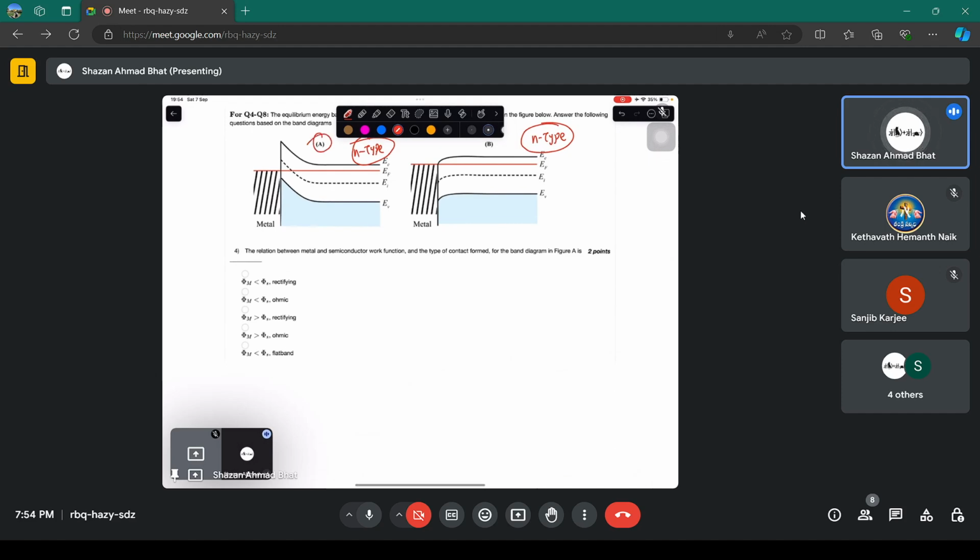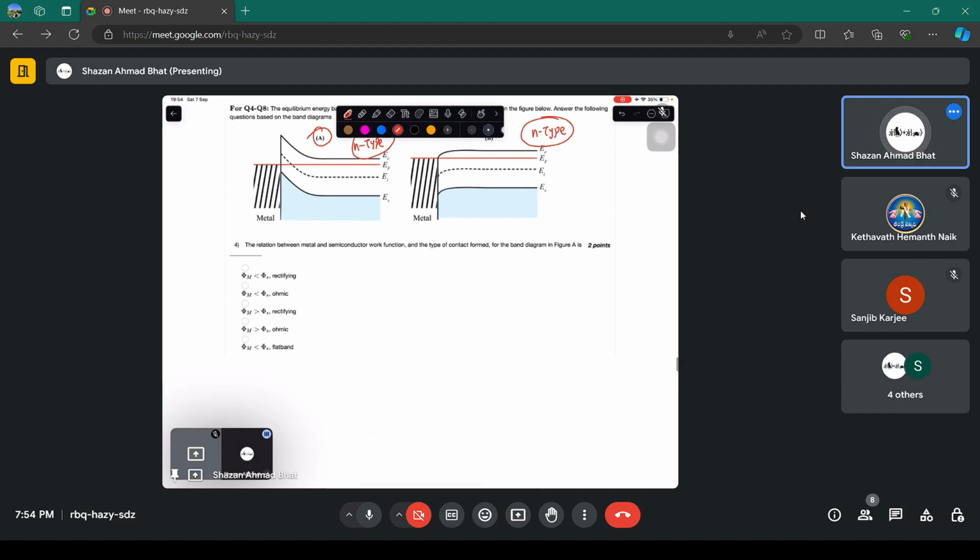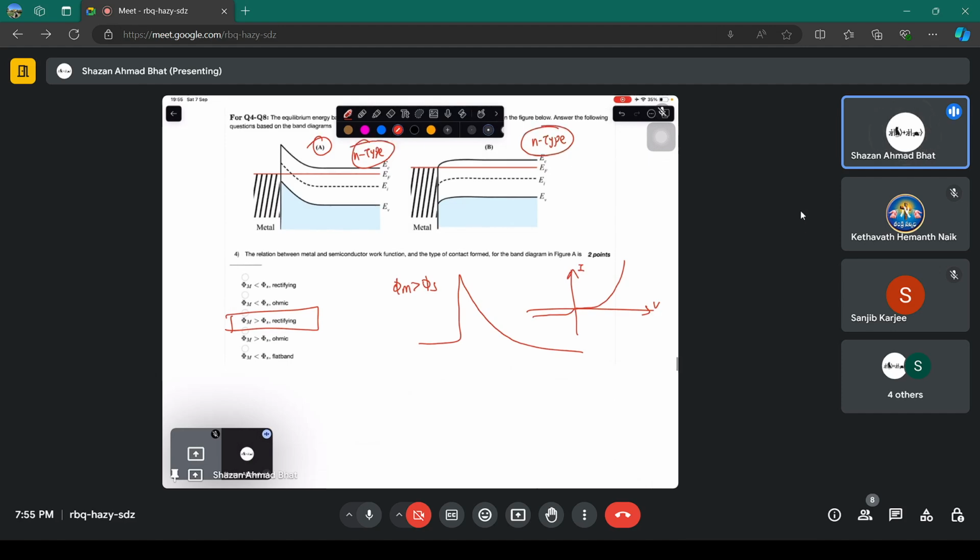Why? Because the metal work function is greater than that of the semiconductor. So that will be rectifying, and I think the answer should be this particular one, because the metal work function is greater than that of the semiconductor, and you get a barrier like this, where the IV characteristics in forward are something like this and in reverse something like this. That's why it's a rectifying behavior: whenever you apply forward bias, it will conduct like a diode.